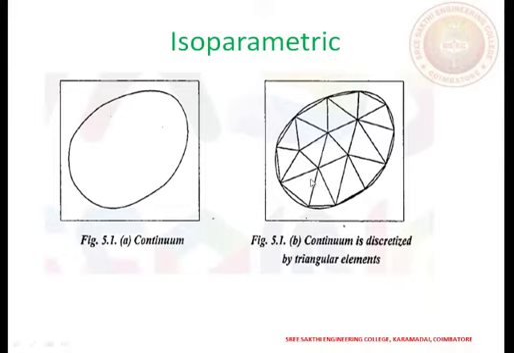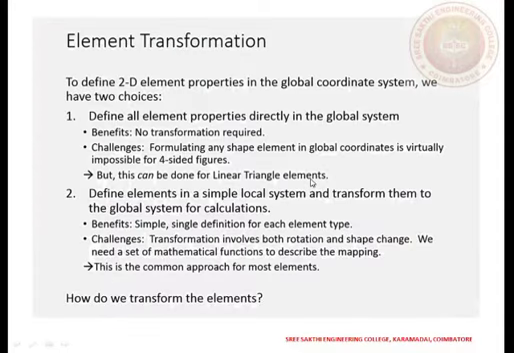How will the transformation happen? By means of two definitions. First is to define all the element properties directly in the global system, and the other is to define the elements in a simple local system and transform them to the global system for calculations. In this isoparametric unit we go only for the second choice, that is, the local system is transformed into the global system.